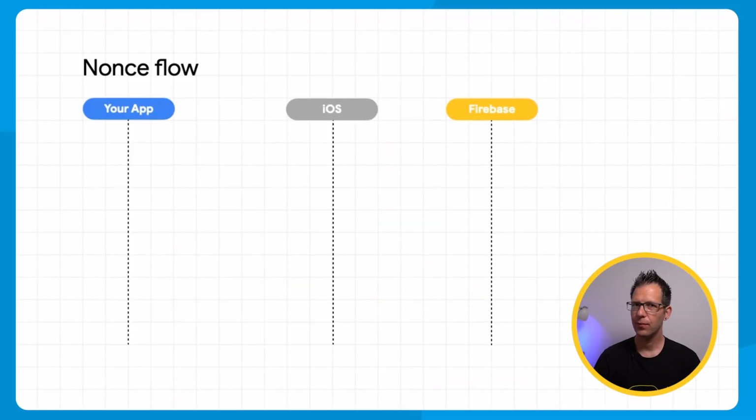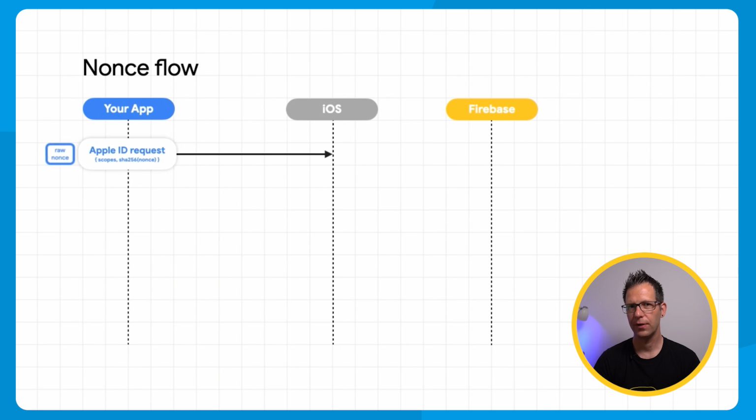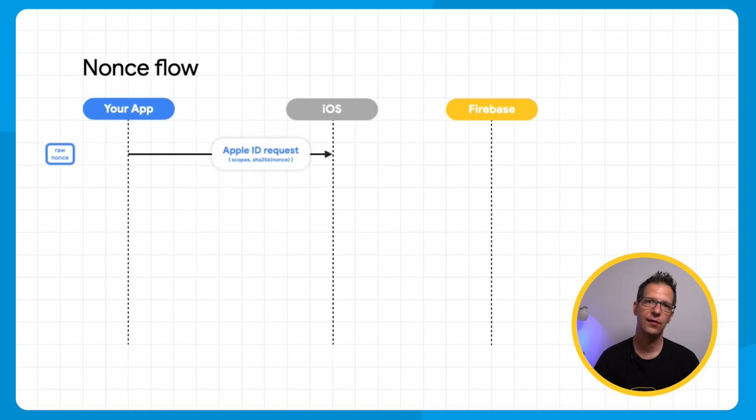To better understand why the nonce helps prevent replay attacks, let's have a look at this flow diagram. First, in your app, you create an ASAuthorizationAppleIDRequest, which includes the scopes you're requesting, as well as the hashed nonce. The app holds on to the raw nonce in memory so it can send it to Firebase in a later step. This ensures an attacker can't get hold of it.